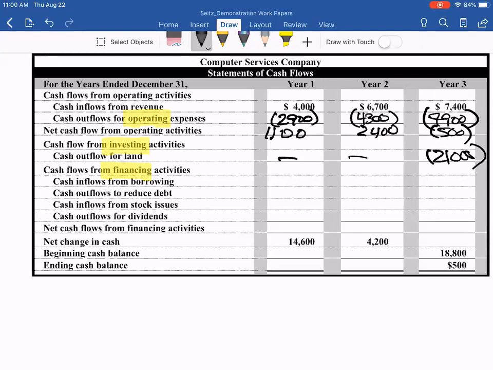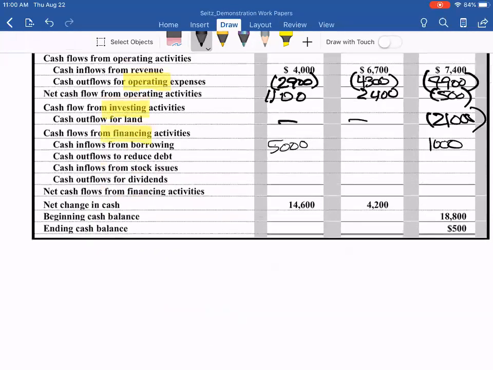Okay. And financing activities. So in the very first year, inflows from borrowing, I borrowed $5,000, and then I also borrowed $1,000 in the third year. In the second year, I paid down that debt, so I'm going to show this $2,000 outflow. And then inflows from cash issuance, I did that every year. So the first year I received $9,000. The second year I received $4,500. The third year I received $2,500.